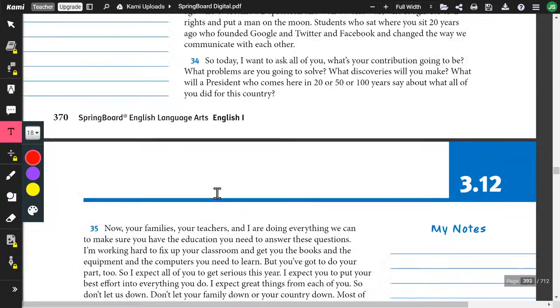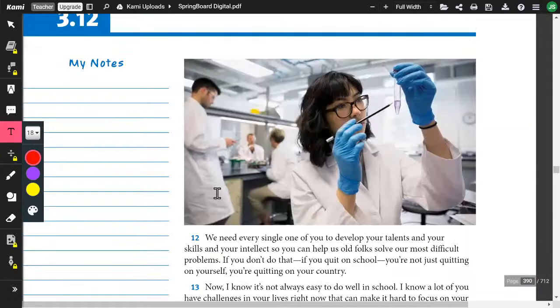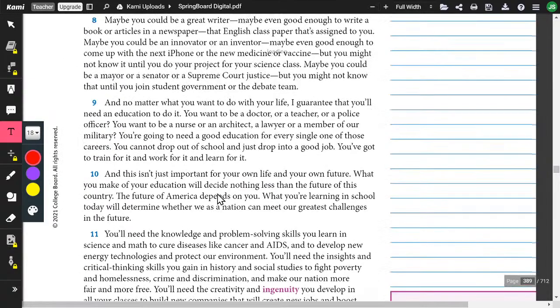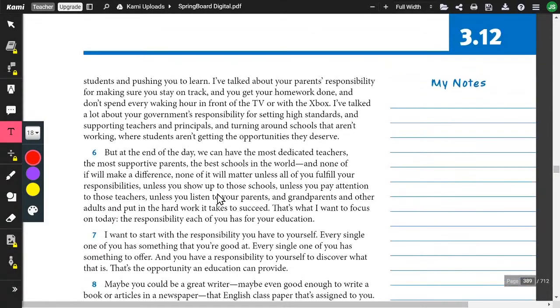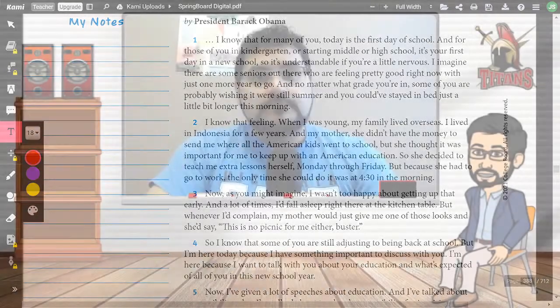So go ahead and take your time. It might take you about 20 minutes almost to read and annotate, not just read, but annotate this passage. And then make sure by the end of class that you finish your SOAPSTONE argument. So that's on the docket for today.